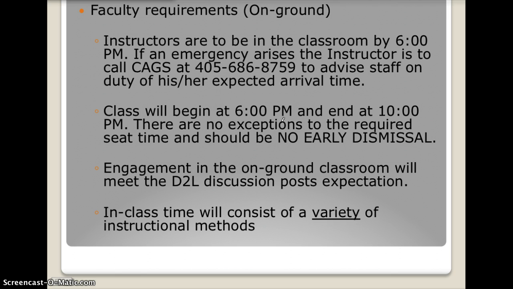And lastly, for the on-ground requirements, I just want to put this out there as well, is that if for some reason you're going to be late to the course, your class starts at 6 o'clock and there's an emergency, you should call the on-call CAGS person. The number is listed here for you to advise them of when you expect to arrive. That way they can go to your course room, make sure that your students are aware that you're on your way. Class begins at 6 and it ends at 10.